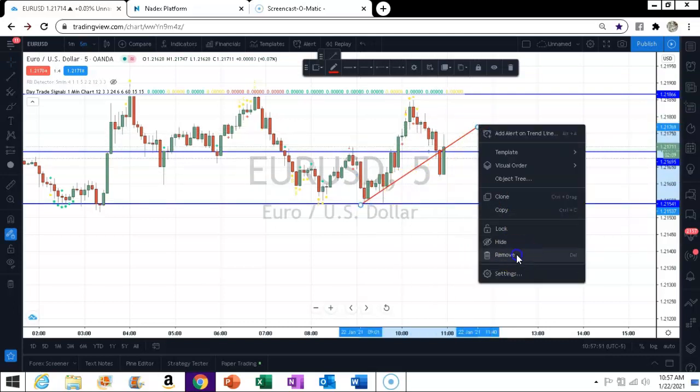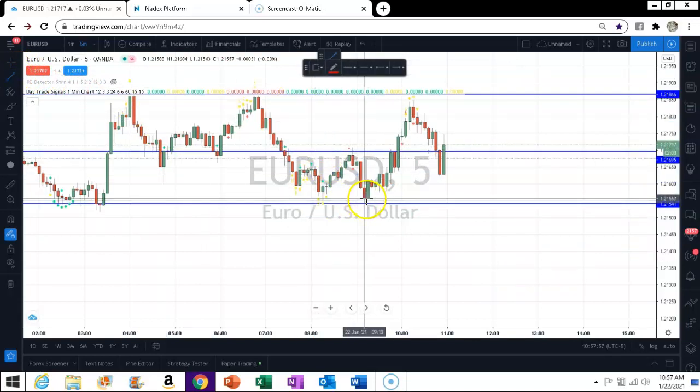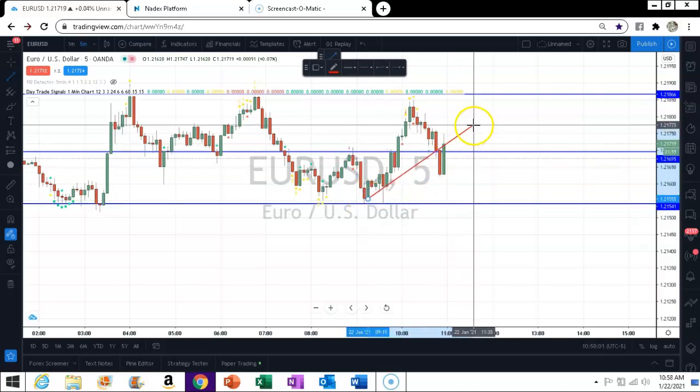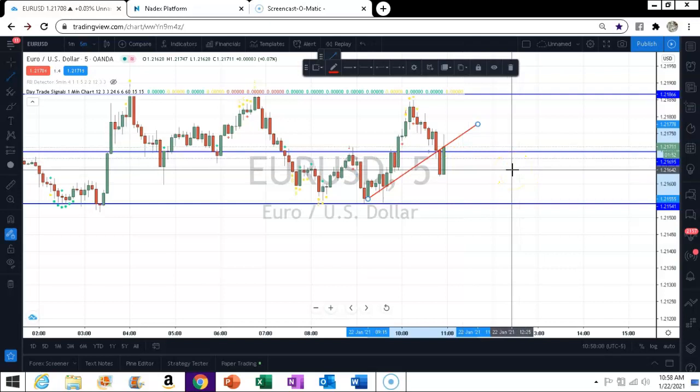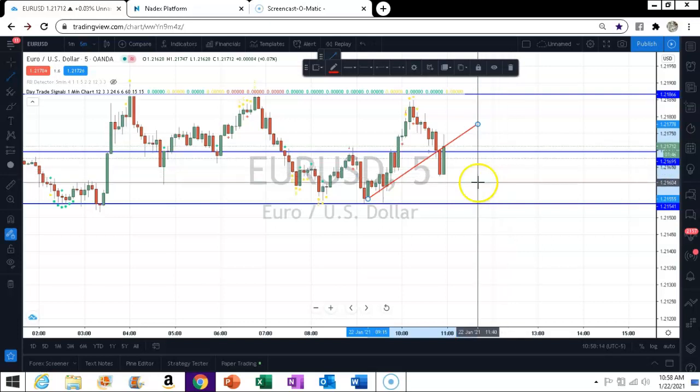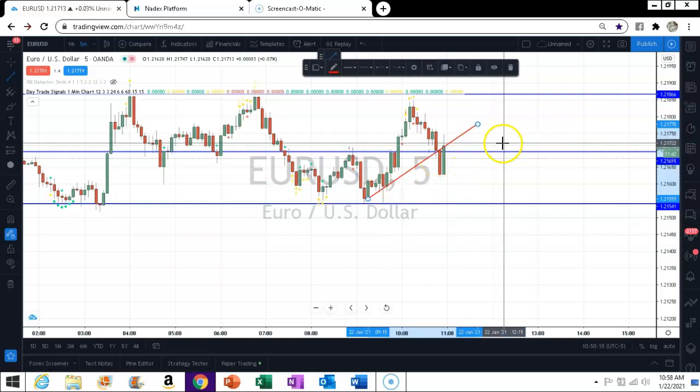Let me do it again. I want it to be precise for you. On the body. Okay, just want the body. Look at that. If you draw your trend line, you should be able to know what price is going to do. One, two, three touches, right?